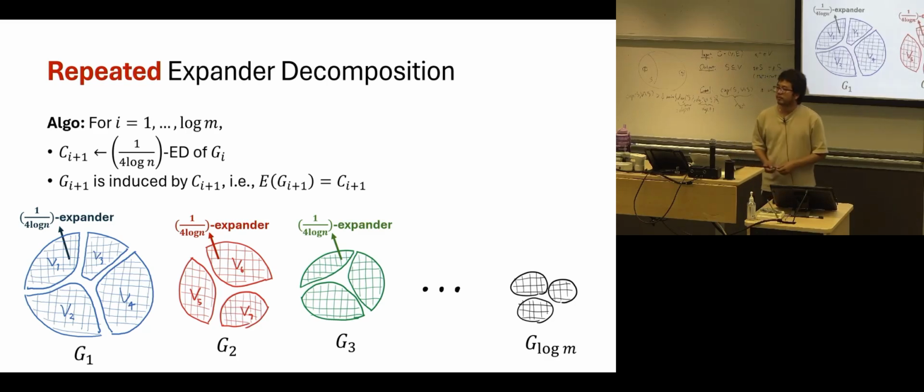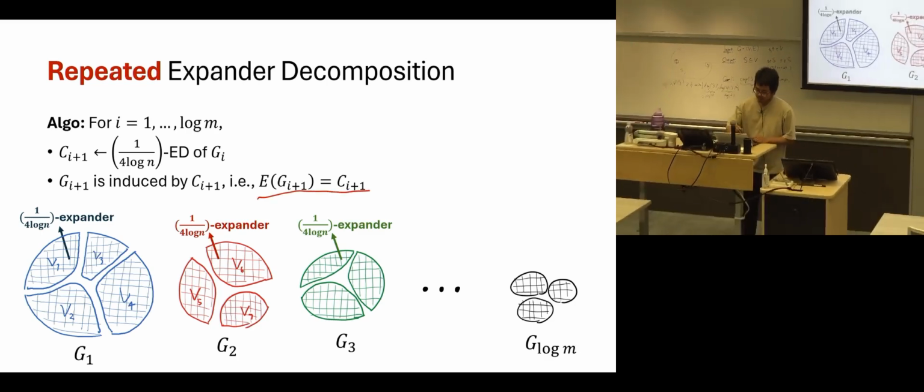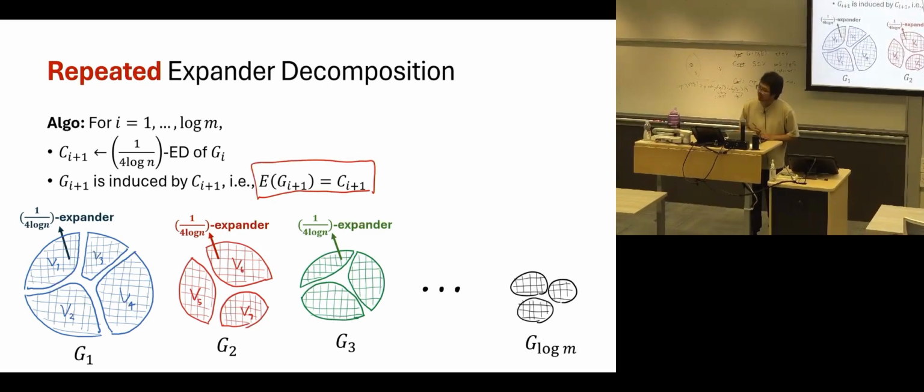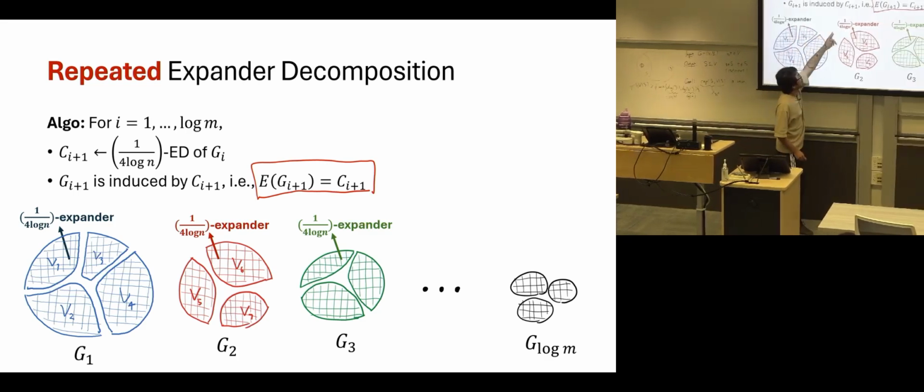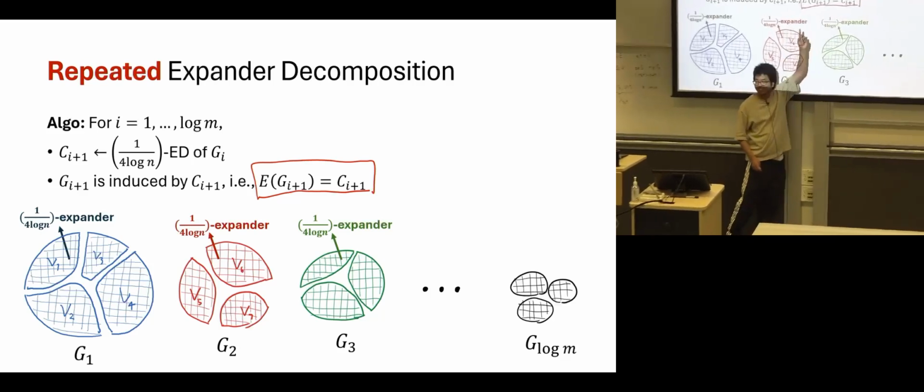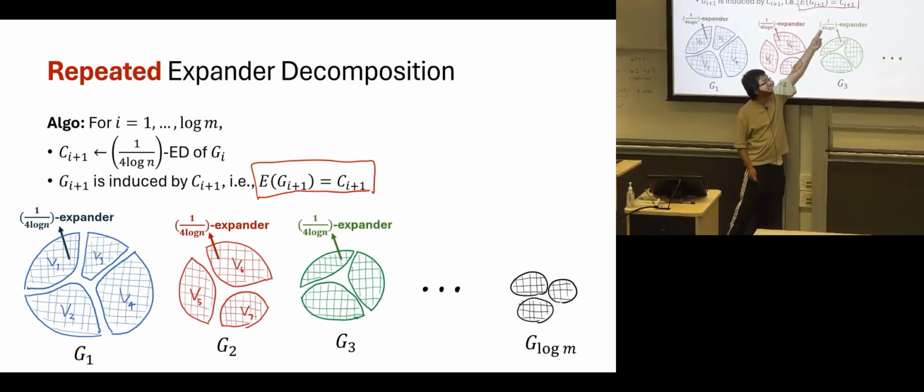Also, when you say induced, does it mean it only has the edges that we selected and no other edges? Yeah, it means exactly this. G1 is induced by a set of edges, so it's just a graph that has exactly this set of edges.